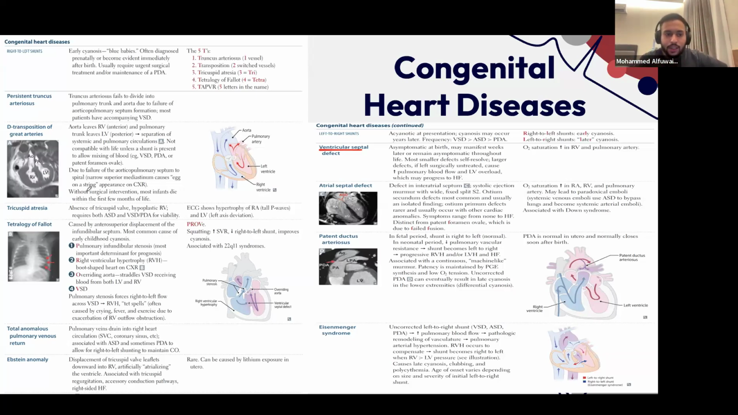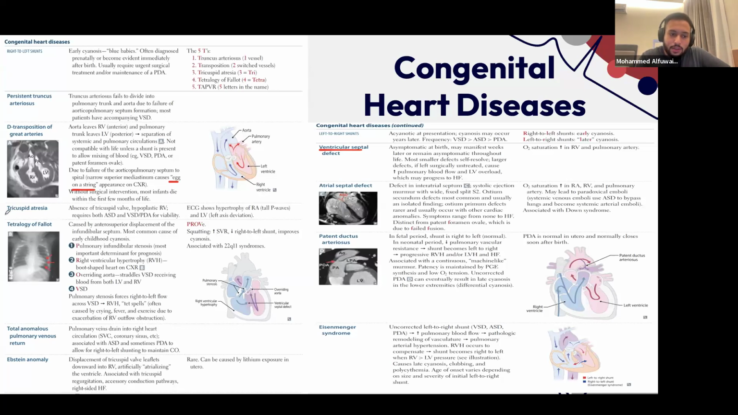That's basically that. D, transposition of the great vessels. The aorta will come from the right ventricle. The pulmonary trunk will come from the left ventricle. Okay, so deoxygenated blood will go to the system. You need to have some sort of shunt in the heart to be able to fix this. Important thing to remember, I believe, is the egg on a string appearance. Just remember this sign of transposition. Okay, so yeah, that's that.